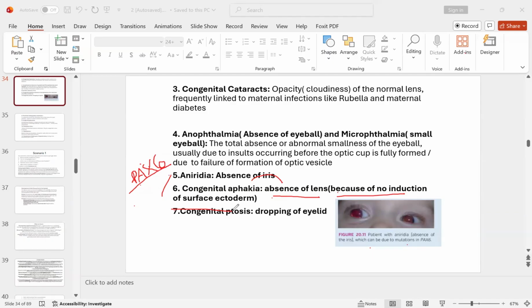So now let's move to congenital ptosis. Ptosis means drooping of eyelid.